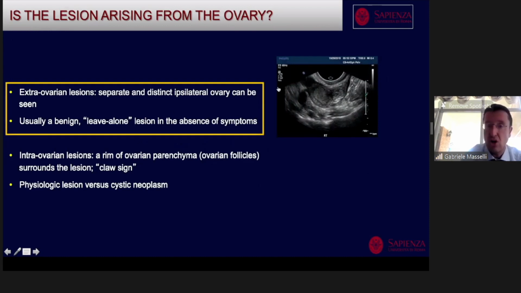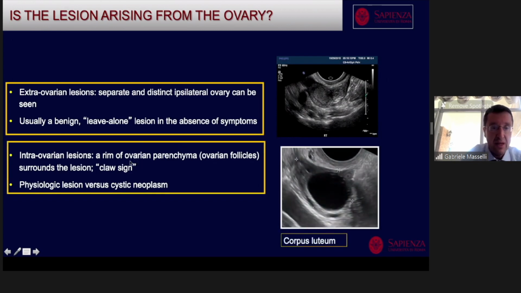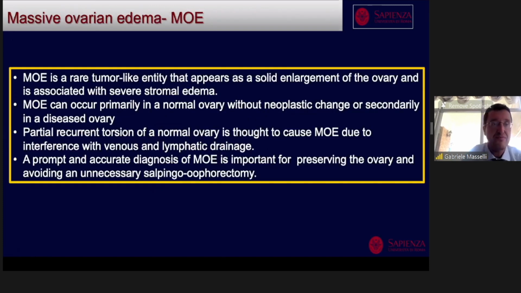This was a case of extra-ovarian lesion. You see the ovary with a cyst, and you see another lesion. In the case of intra-ovarian lesions, you see a rim of ovarian parenchyma that surrounds the lesion, the so-called claw sign. This is the rim of the ovary that surrounds the lesion. And in this case, you can differentiate physiologic versus cystic neoplasm.